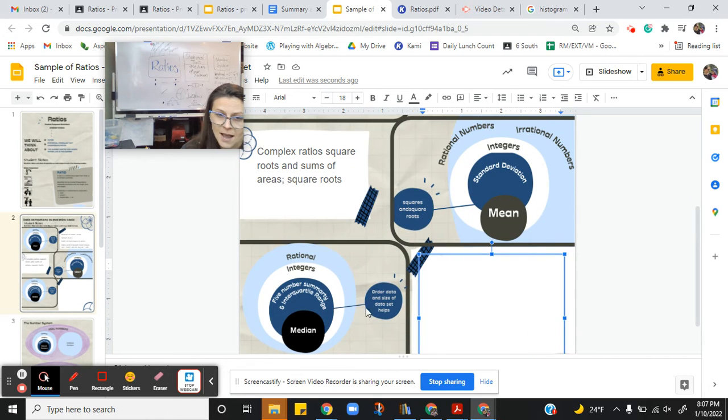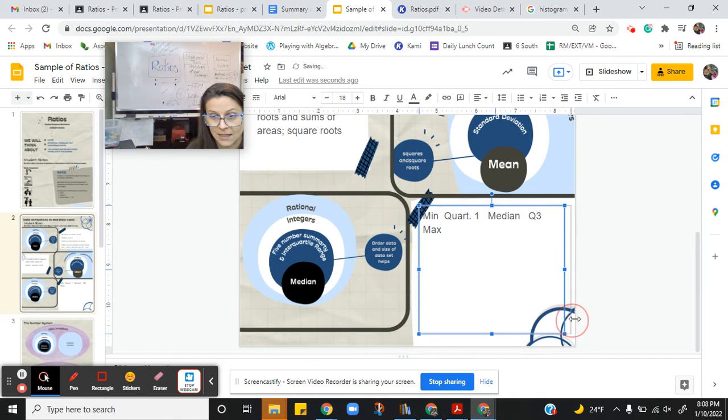Finally, median. I love median. You get the 5-number summary, which is the minimum and then the maximum. And then in the middle of the minimum and the maximum is the median. And then in the middle of the minimum and the median is quartile 1. And in the middle of the median and the maximum is quartile 3. And median is technically quartile 2.